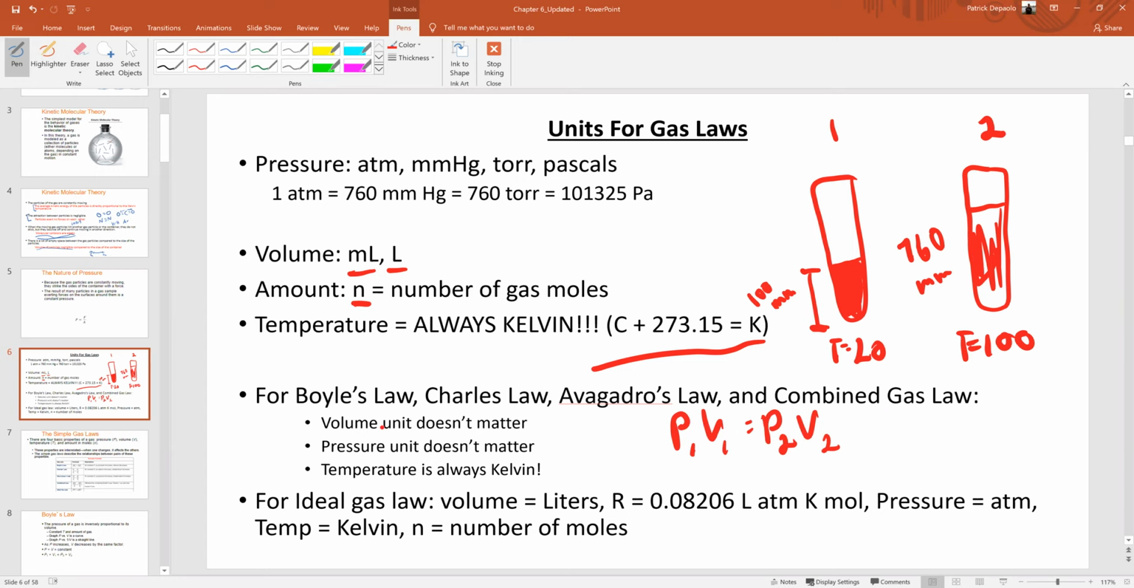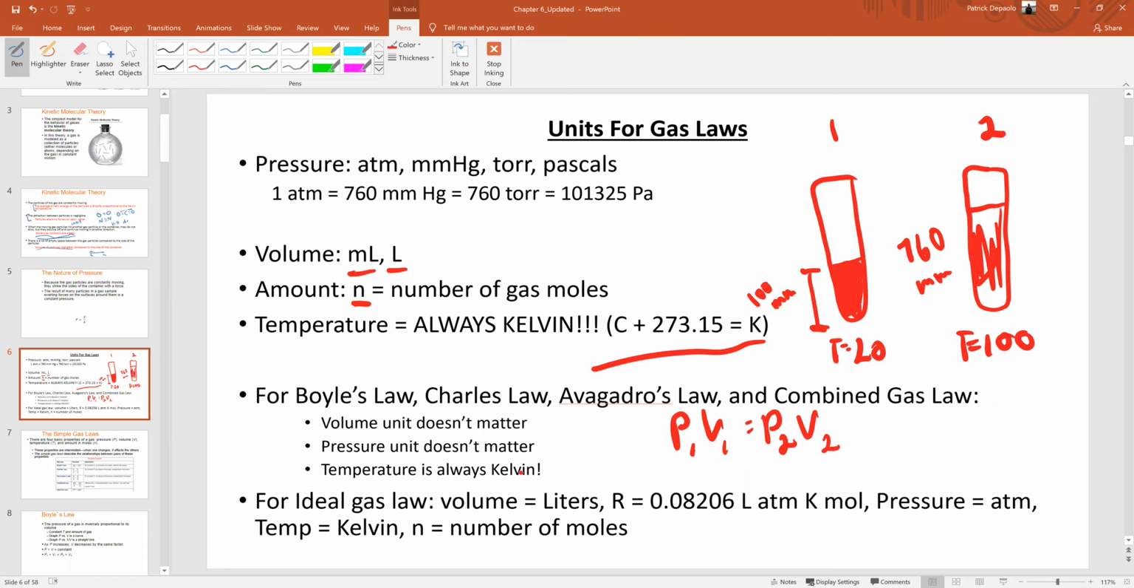What I mean by volume doesn't matter refers to V1 and V2. It doesn't matter if they're liters or milliliters, as long as V1 and V2 are in the same units. If V1 is milliliters, V2 has to be milliliters. If V1 is liters, V2 has to be liters. That's important. Same goes with pressure. N is always moles, there's nothing else you could make it. Temperature is always Kelvin. Really, pressure and volume are the only ones where it doesn't matter for these laws, as long as it's the same on the left and the right side of the equation. For the ideal gas law, it does matter, but we'll get there in a second.